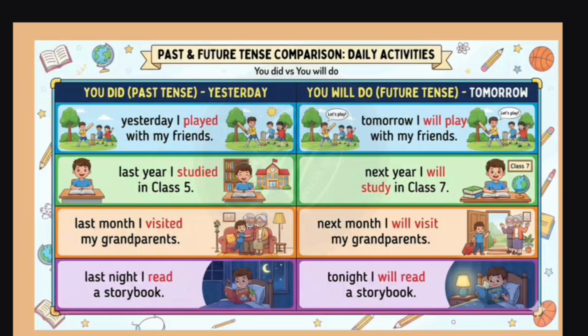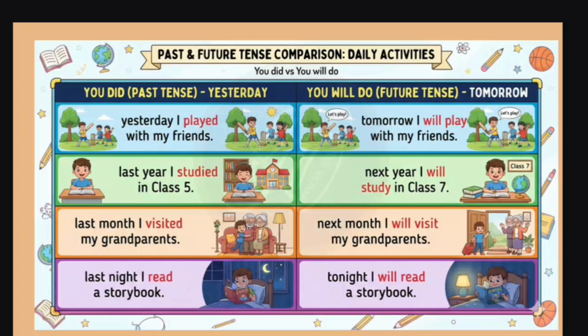Now let's do a comparison between past and future tense of our daily activities. You need to make a list of activities that you did and that you will be doing. So, you did versus you will do. The first sentence: yesterday I played with my friends. Tomorrow I will play with my friends. Children, I have highlighted the words here, like played and will play. Played shows past tense. Will play shows future tense.